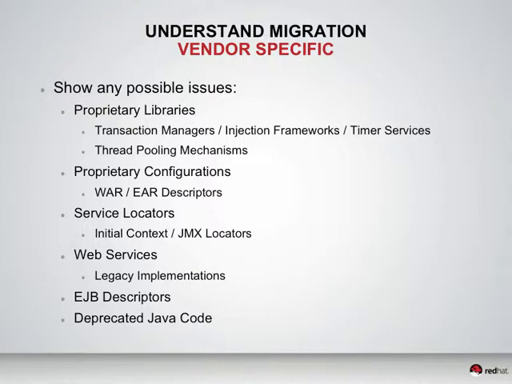You also have service locators, so initial context, JMX locators, these types of things where you're looking a service up from the server, generally registered into different places in the application server. Web service implementations, for some reason, I believe it was actually WebSphere, took access to and renamed the package structure. Why they did it, I don't know, but you'll see a lot of that kind of stuff in older implementations. EJB descriptors, and a lot of deprecated Java code ends up coming out if you're moving from a really legacy version of Java.